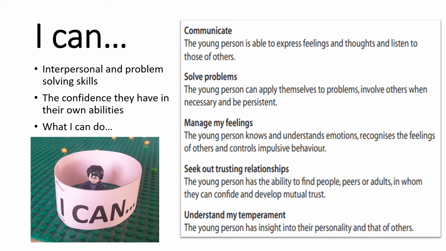Managing emotions. The young person knows and understands their emotions and can recognize the emotions of others. They are able to manage and control impulsive behavior. Seek out trusting relationships. The young person is able to find peers and adults that they can trust and build relationships with, which are based on confidence and mutual trust.